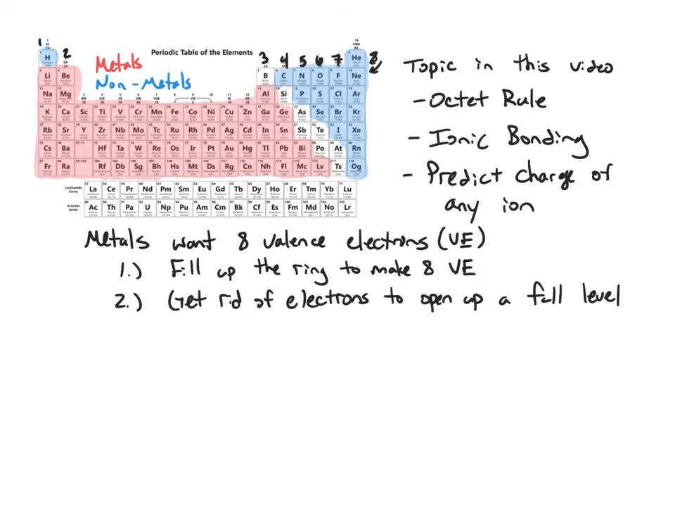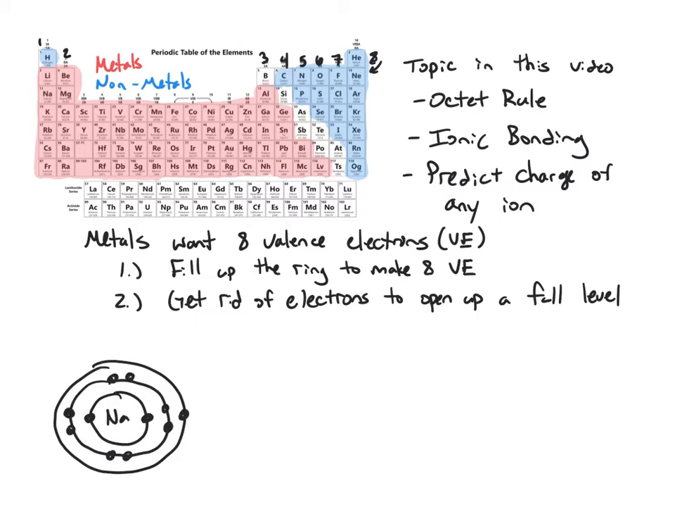Let's take, for example, sodium. Sodium has 11 total electrons. The first 2 electrons are in the first ring, the next 8 electrons are in the second ring, and it has 1 lonely electron here in its third ring. As I mentioned, sodium, with its 1 lonely electron, could add 7 more to this third ring, but that seems like a lot of work, doesn't it? Adding 7 electrons to the outside ring.